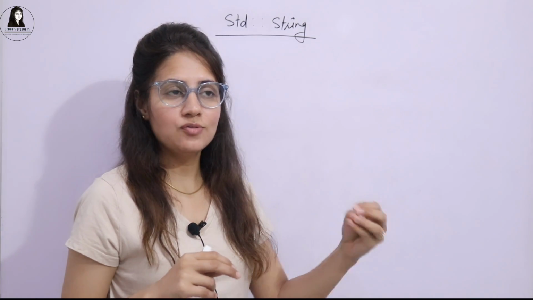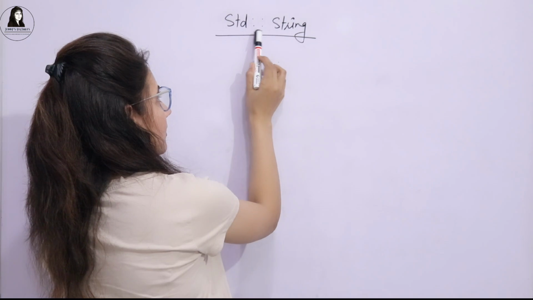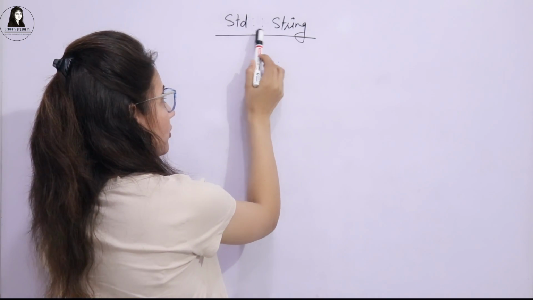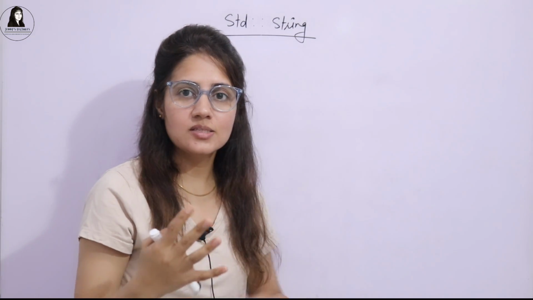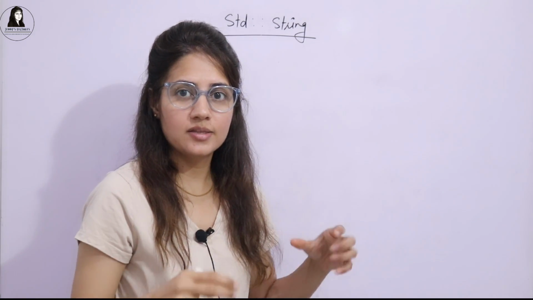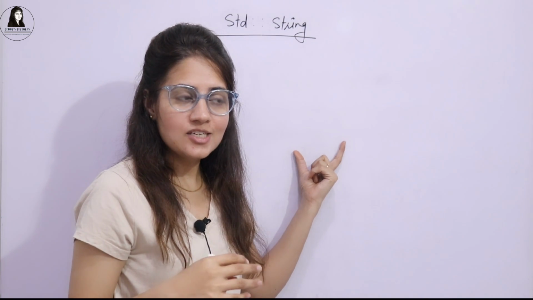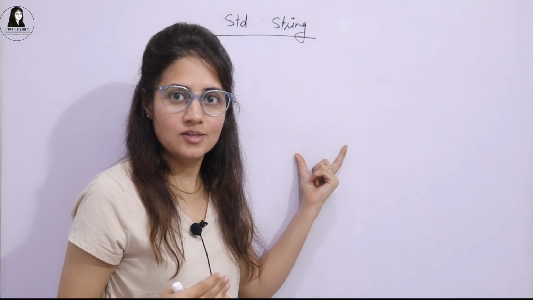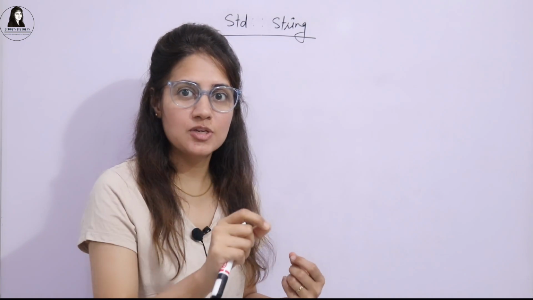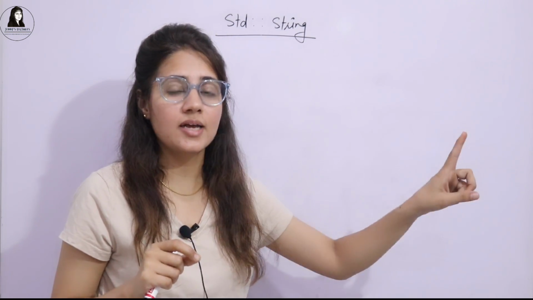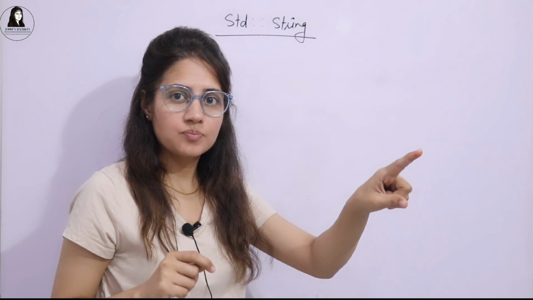In C++, a new type of string is introduced, like this: std, this namespace, this scope resolution operator, and string. Because in C++, string is a class. As a class, they have introduced string, right? So if this is a class, we can create an object of this type of class. So we have a proper data type in C++, because in C, string is not a data type. We use string as a character array, right? It's not a data type.